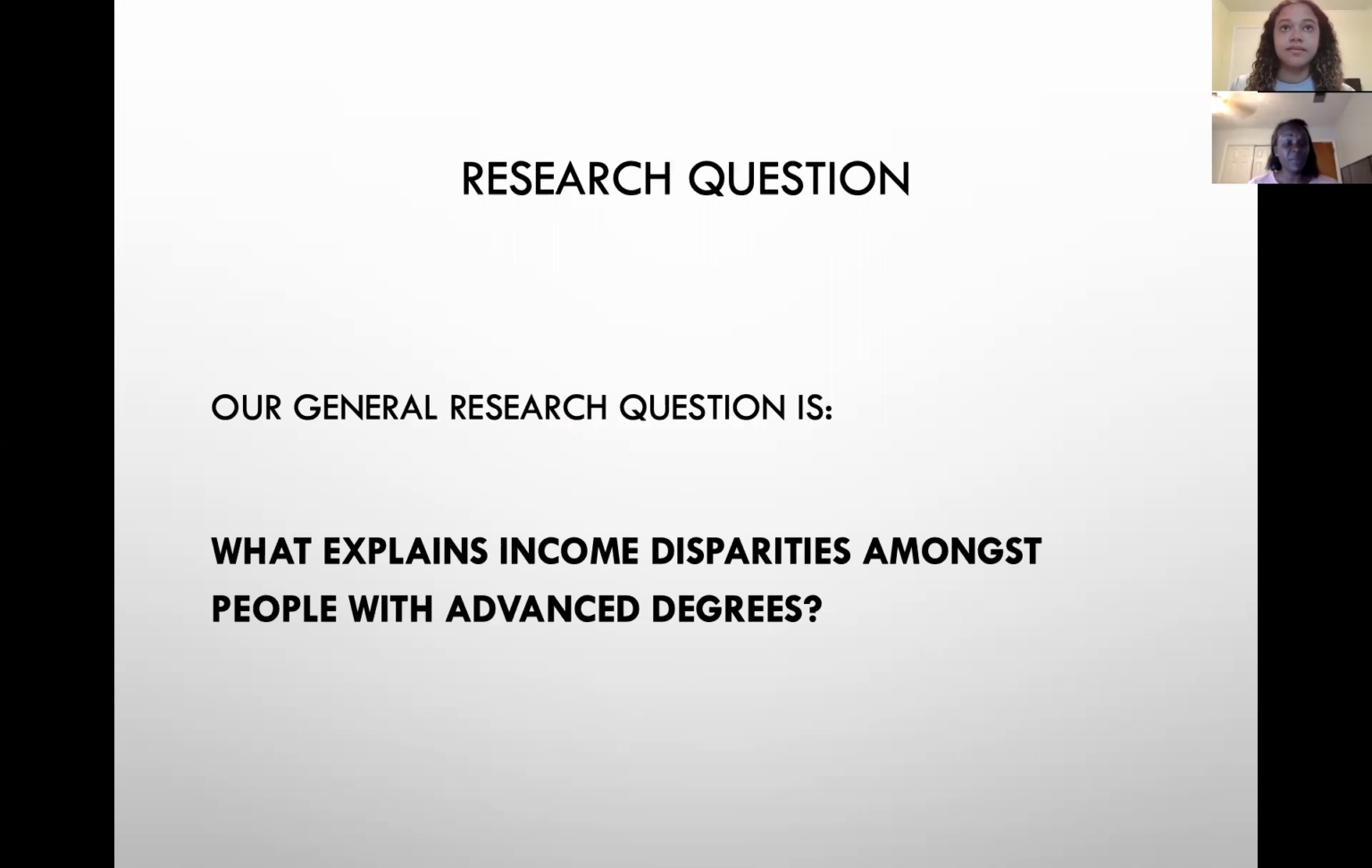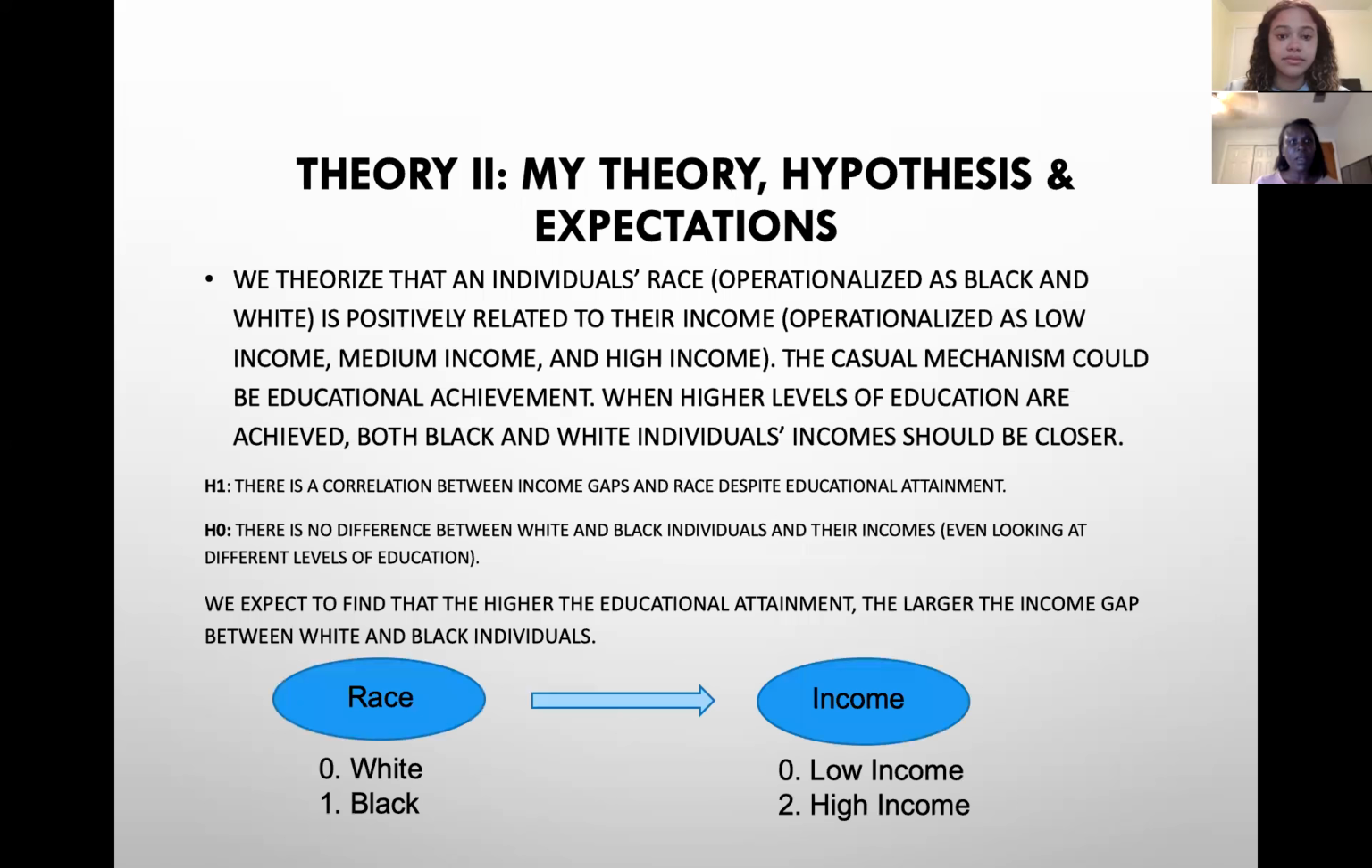So based on those motivations, we believe that our research question is appropriately titled, and again, I'll let you know what it is: what explains income disparities amongst people with advanced degrees? For this particular research question, we theorize that an individual's race, defined simply as Black and white, is positively related to their income, defined as low, medium, and high income.